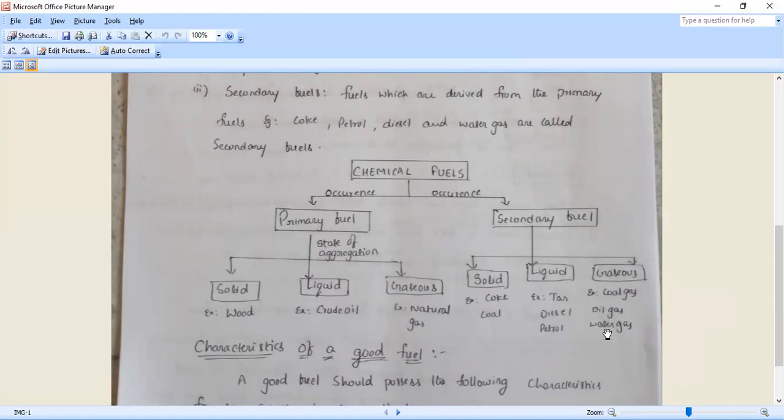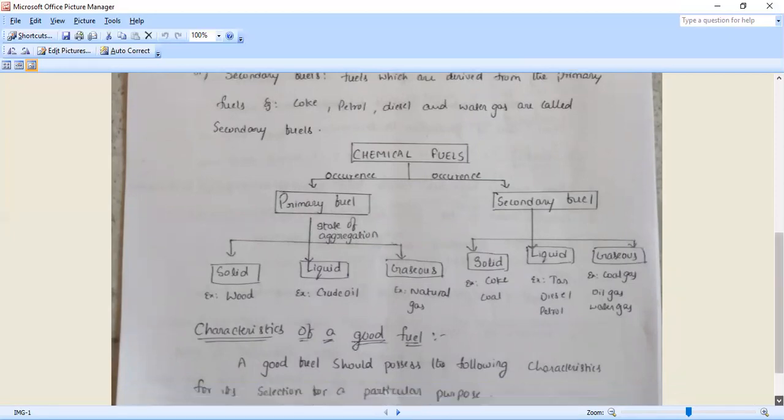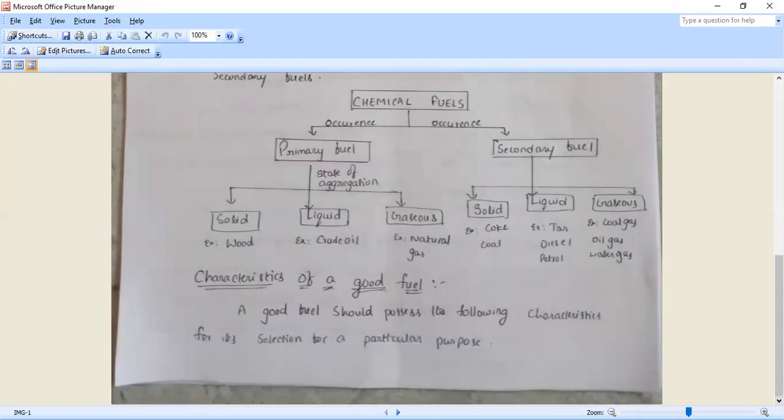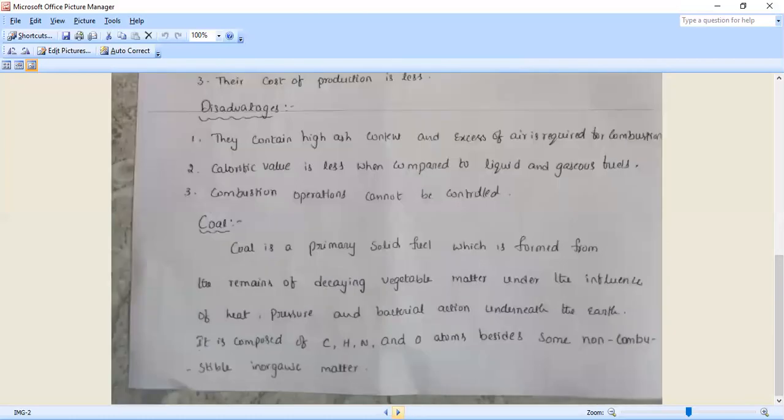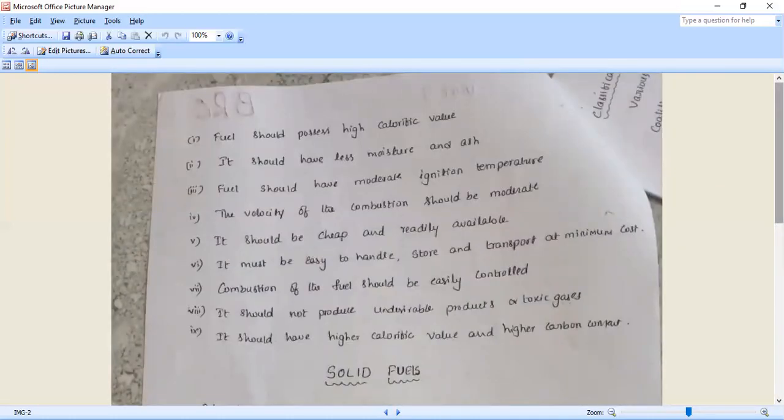Next, we go for characteristics of a good fuel. Earlier we discussed the classification of fuels. A good fuel should possess the following characteristics. So let's see what are the good characteristics of a fuel. Fuel should possess a higher calorific value.